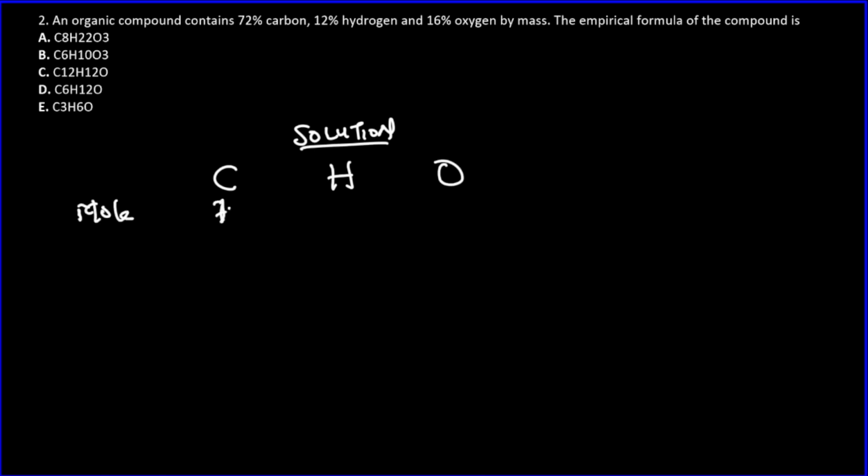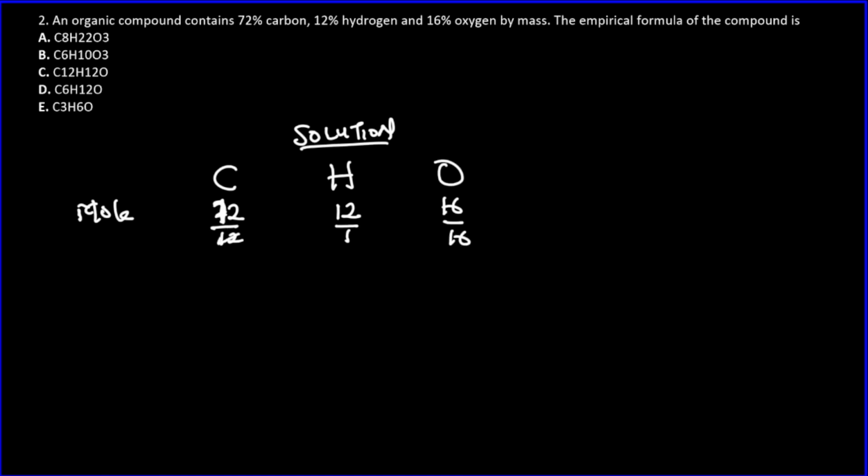We have 72 as the percentage by mass of carbon, 12 as the percentage by mass of hydrogen, and 16 as the percentage by mass of oxygen. Here we were not given the relative atomic masses. Ensure you know at least the first 20 elements in your head, so as you continue to solve calculation questions in chemistry, you know them. So the relative atomic mass of carbon is 12, of hydrogen is 1, of oxygen is 16.